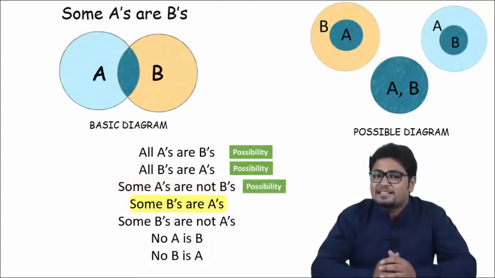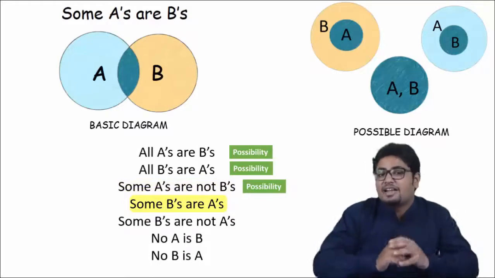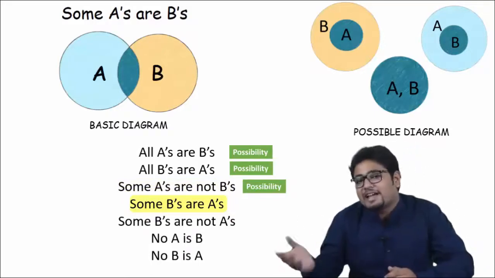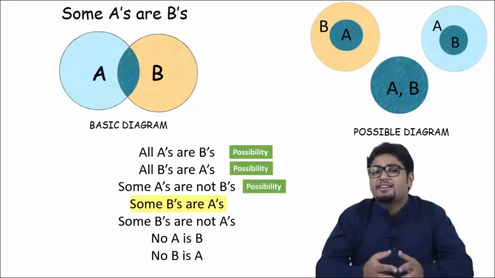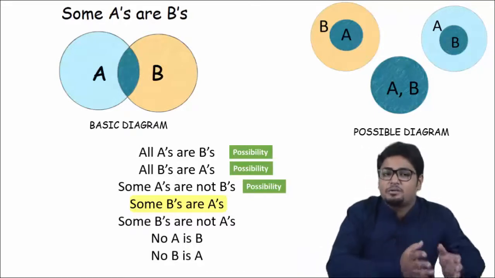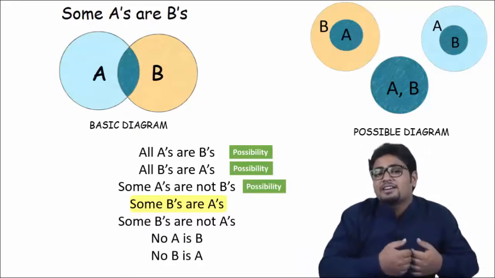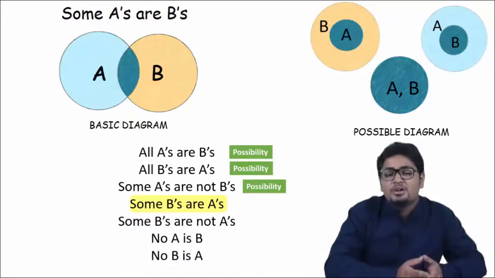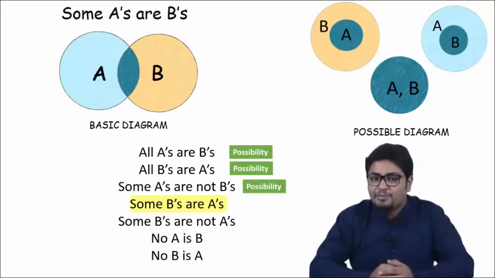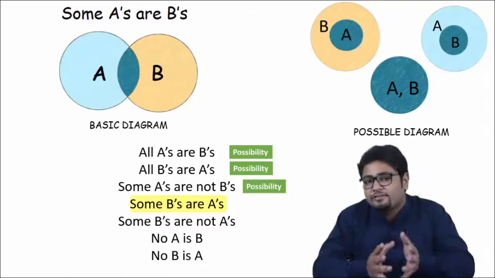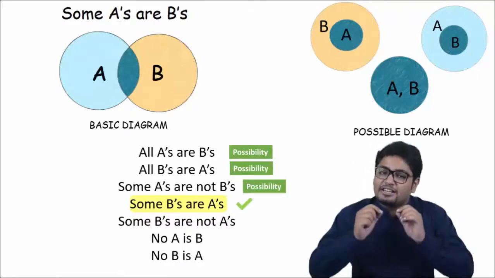Fourth statement says that some B's are A's. From the basic diagram only, it is clear that there are some elements in B which are also present in A. So, it should be a definite conclusion and hence it is true.